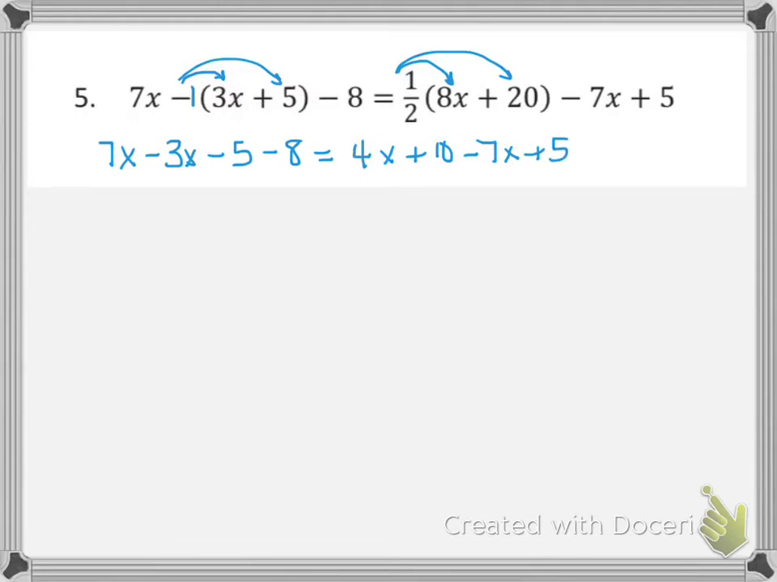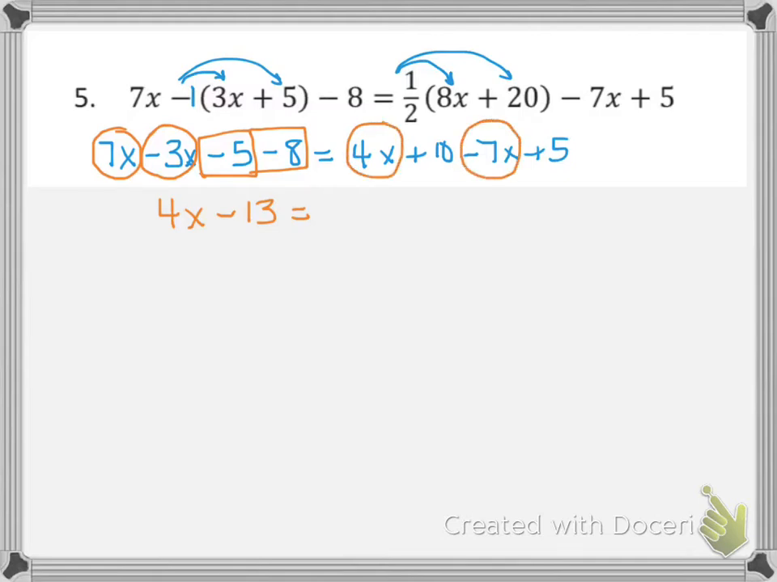I need to combine like terms. So I've got a lot going on here. I'm going to circle them in different colors. 7x minus 3x, that's going to be 4x. And then I can put together a -5 and a -8. That's a -13. So that's on the left side of my equation. On the right side, I see a positive 4x and a -7x. That's going to give me a -3x. And then I have a positive 10 and a positive 5. That's a positive 15. All right, let's add the 3x so we get positive x.